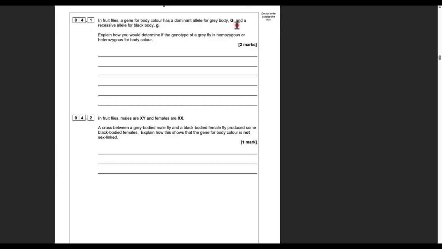So in fruit flies, a gene for body color has a dominant allele for gray body, that's capital G, and a recessive allele for black body, lowercase g. Explain how you determine if the genotype of a gray fly is homozygous or heterozygous. 4.2, in fruit flies, males are XY and females XX. A cross between a grey-bodied male fly and a black-bodied female fly produce some black-bodied females. Explain how this shows the gene for body color is not sex-linked.